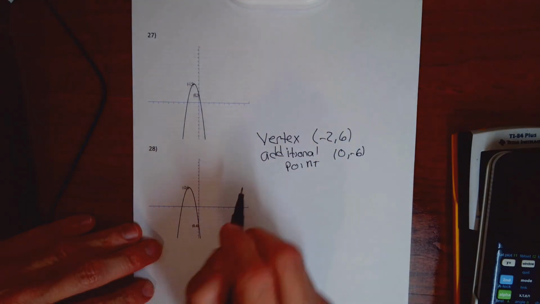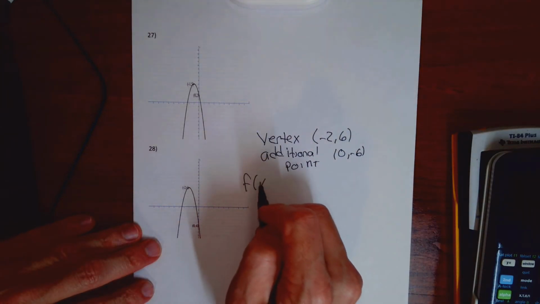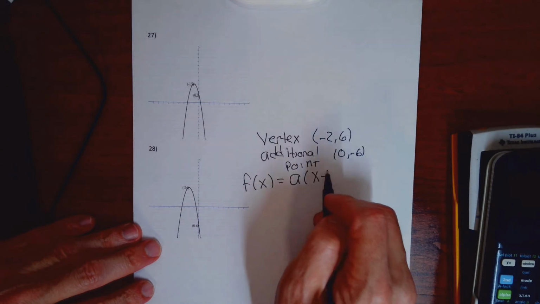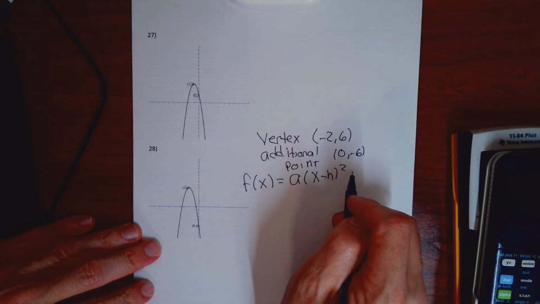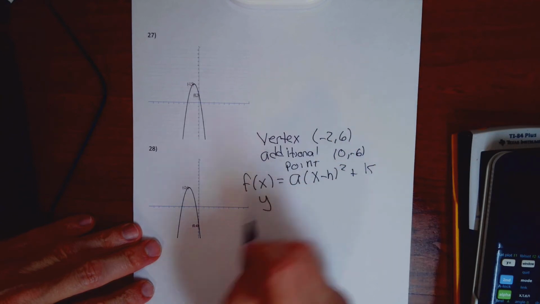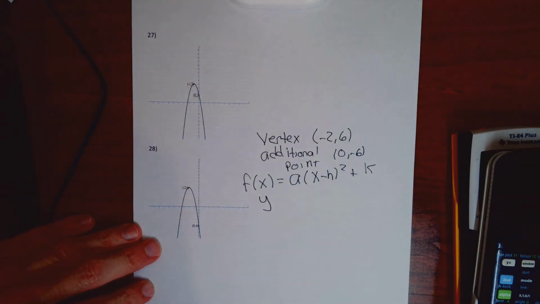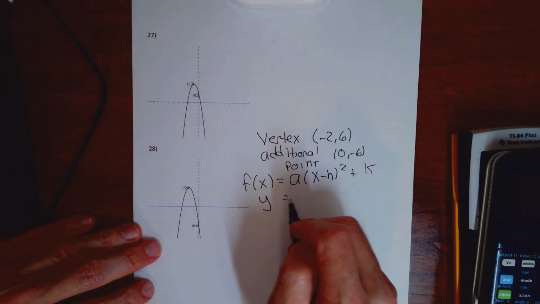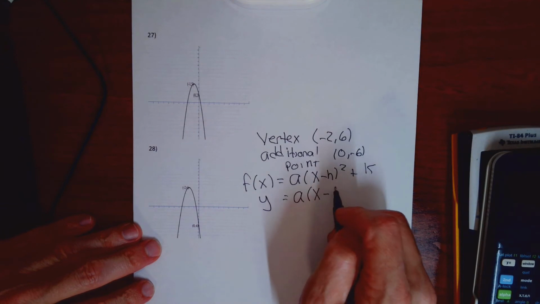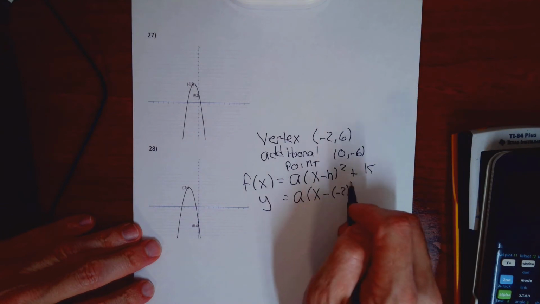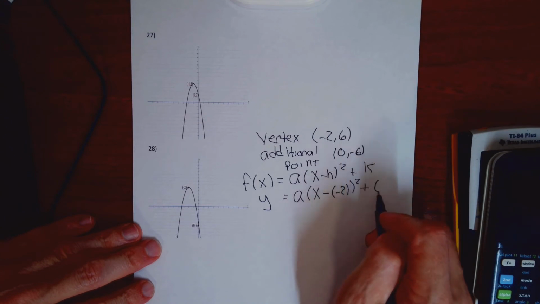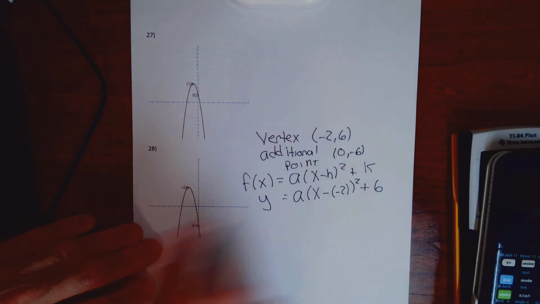So the shell of my equation I'm going to get by taking these 4 bits of information and slowly plugging them into my equation. I'm going to change my f of x to y. It makes the algebra easier for me, and that's always permissible. I'm going to leave the a on the right hand side, but I'm not going to leave the h. I'm going to change the h to the x coordinate of the vertex, which is negative 2. And I'm not going to leave the k. I'm going to change the k to the y coordinate of the vertex.